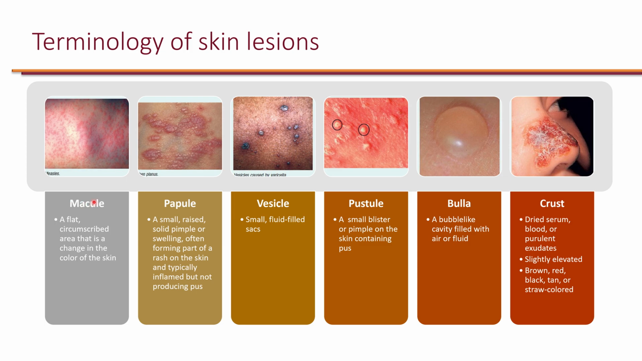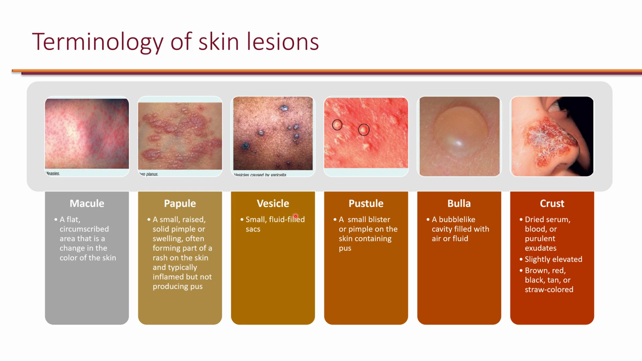So a macule, and you can see a picture of it here, is a flat, circumscribed area that is a change in the color of the skin. Now, a papule is a small raised solid pimple or swelling, often forming part of a rash on the skin and typically inflamed but not producing pus.